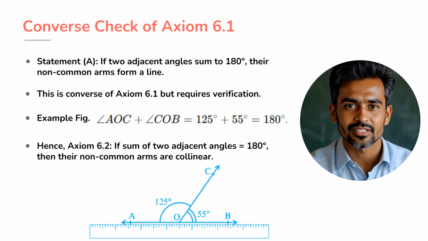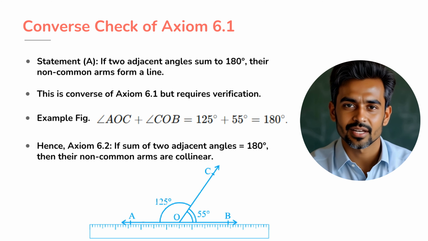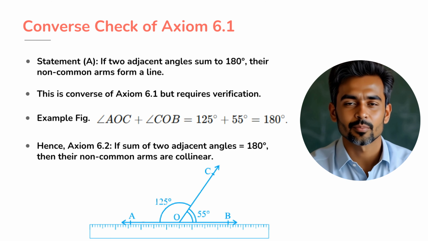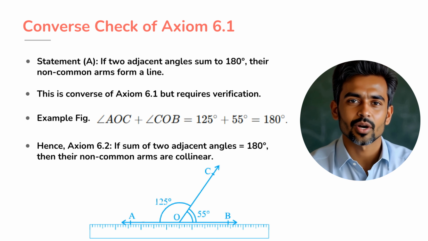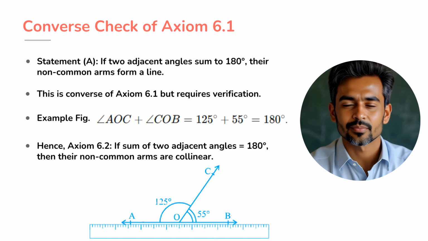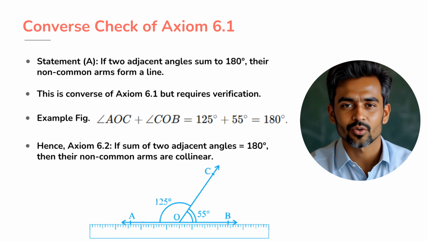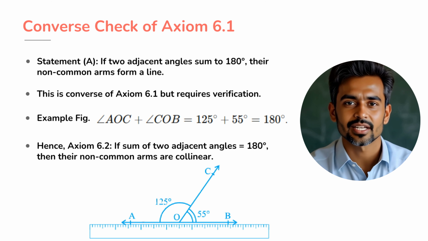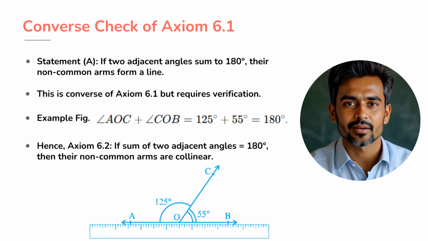Here's an interesting flip side. Axiom 6.2 states, if the sum of two adjacent angles is 180 degrees, then their non-common arms form a straight line. Example, suppose one angle measures 125 degrees and the adjacent one measures 55 degrees. Since 125 plus 55 equals 180, their outer arms must lie along a straight line. It's like saying, if two pieces of a jigsaw puzzle perfectly add up to a rectangle, then you know they are placed correctly on the same line.